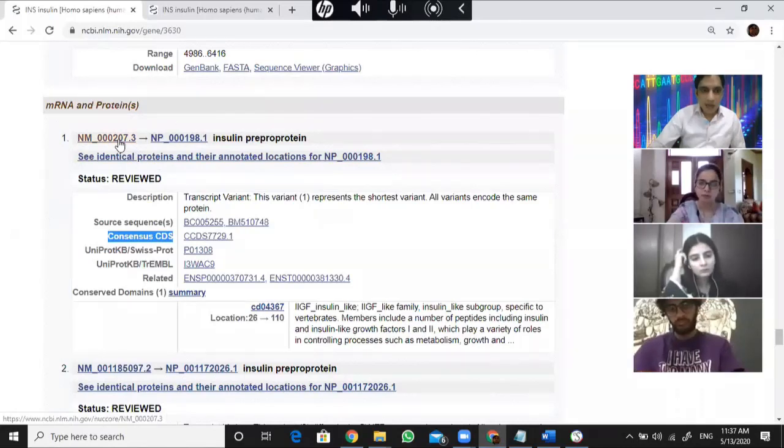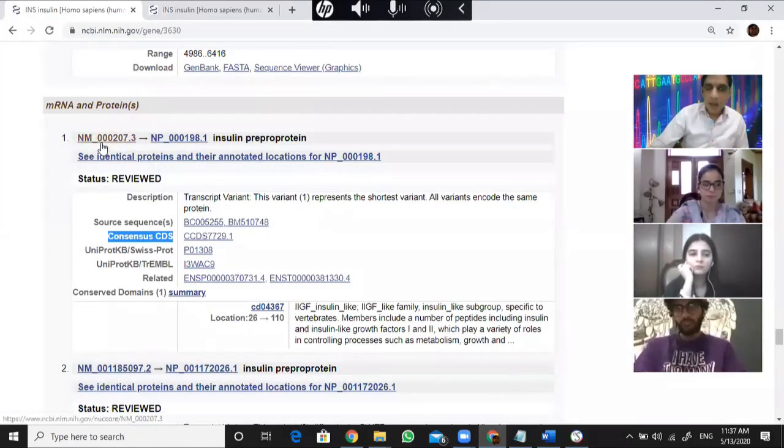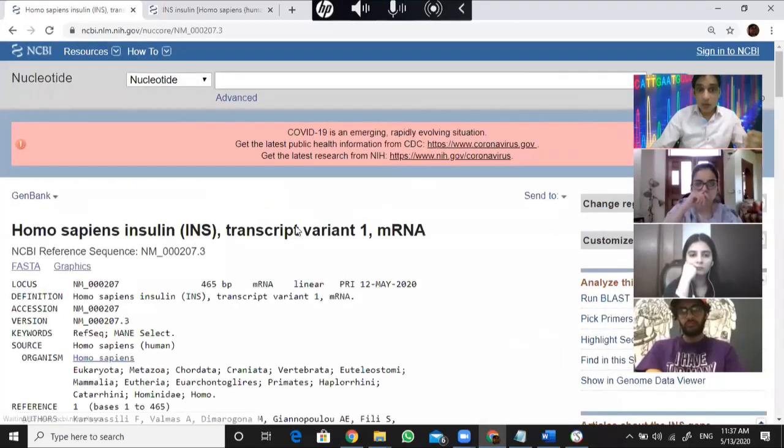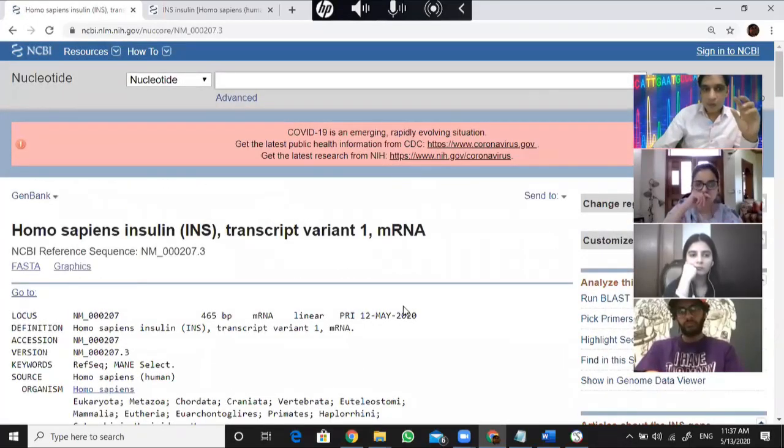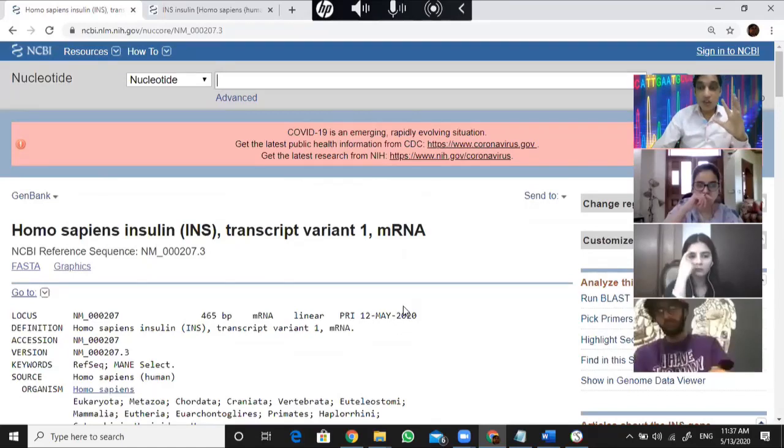When I click on the NM, this code, it will take me to the nucleotide sequence of the insulin. I am clicking it right now, and it is taking me to the page dedicated to transcript variant 1, the messenger RNA region of the nucleic acid sequence of the insulin gene. I will explain this page in the next session.